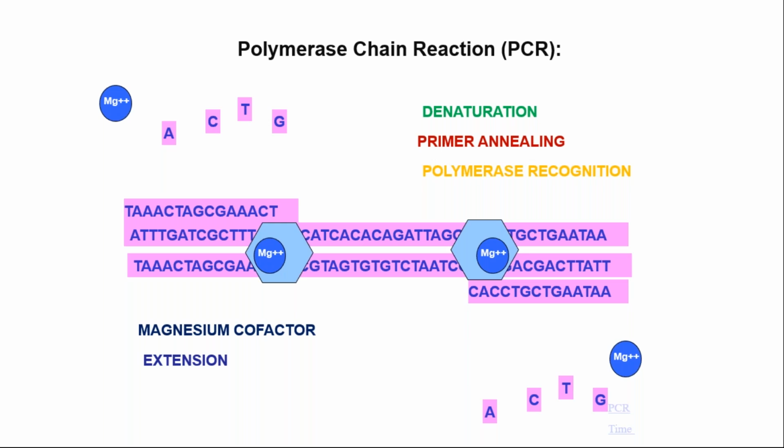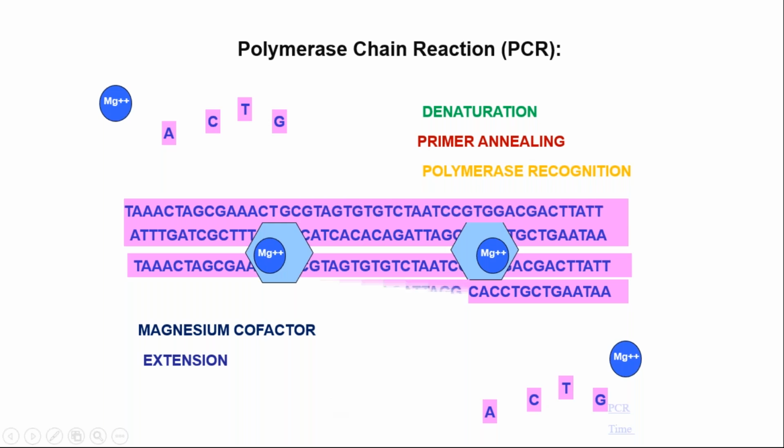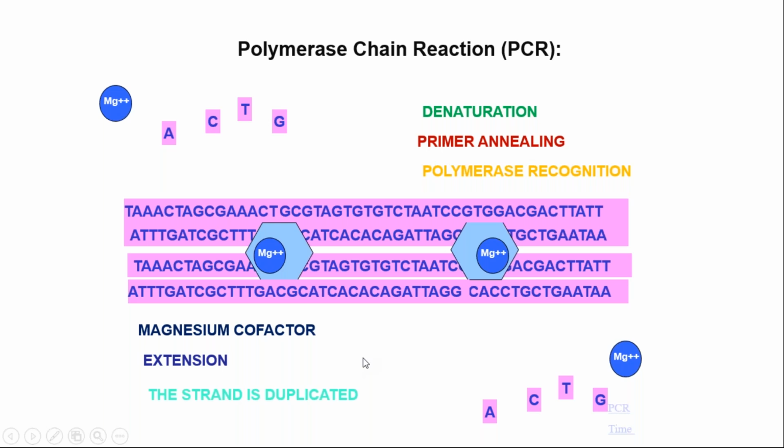So what happens in extension? You see that these bases will be complementarily added, and two new strands of DNA will be formed. So from one copy of a double-stranded DNA, you get two copies of the double-stranded DNA. So now the strand is duplicated. So this is the basis of the PCR reaction.